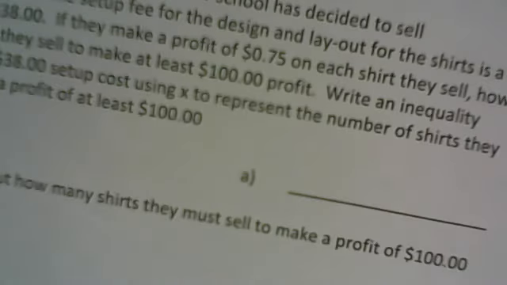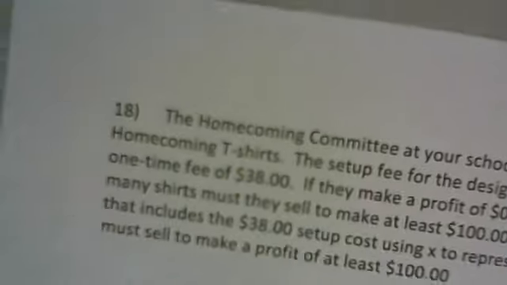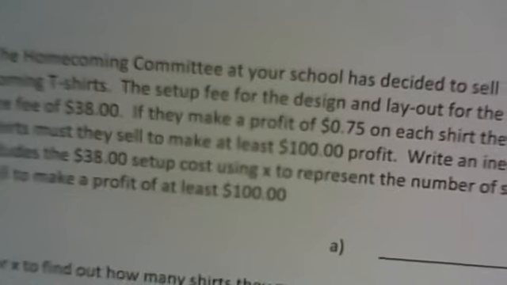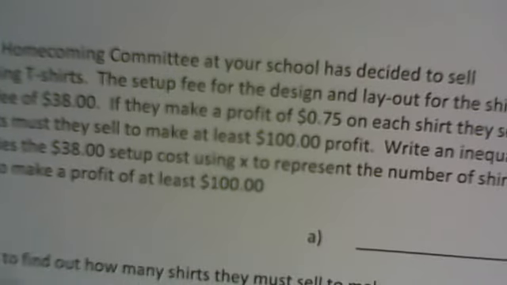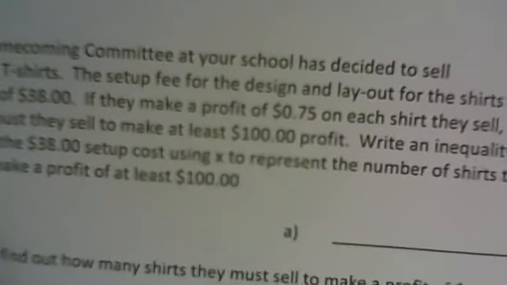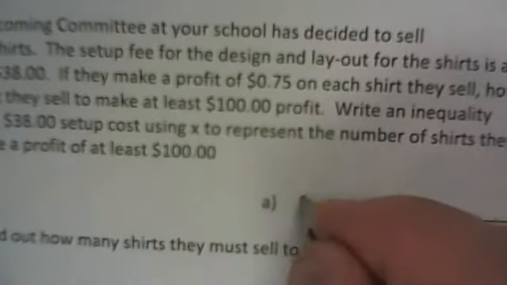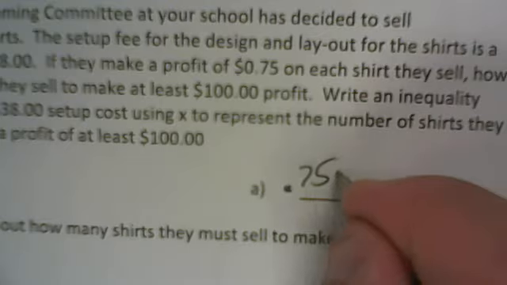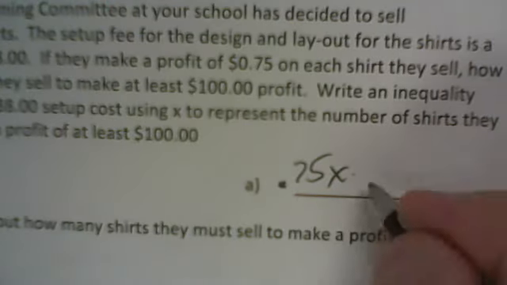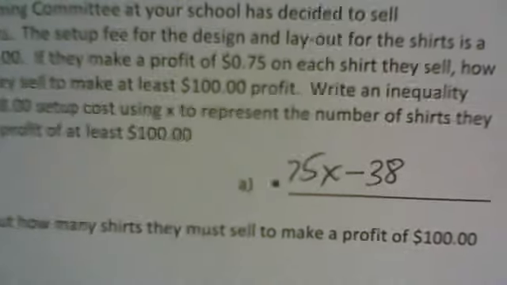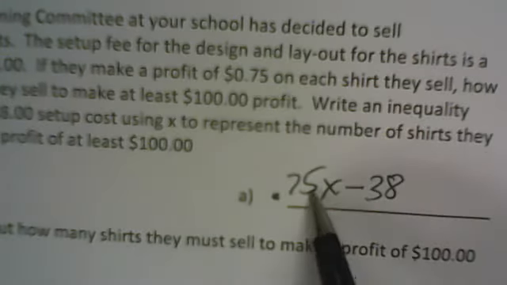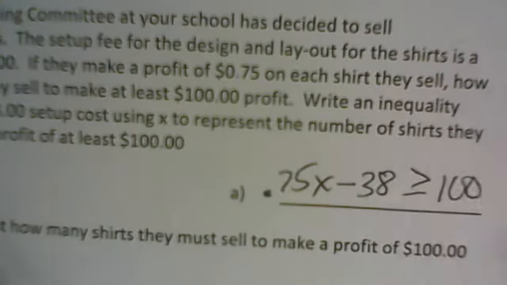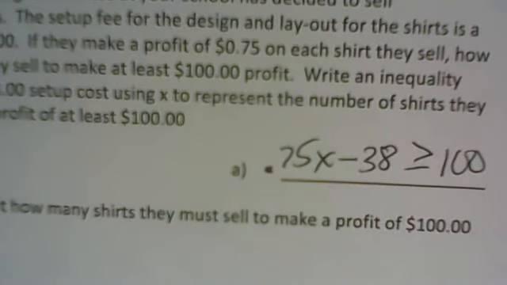Let's take a look at the last page of the test then, starting with number 18. A homecoming committee at your school has decided to sell homecoming t-shirts. The setup fee and layout for the shirt is $38, and you make a profit of 75 cents on every shirt. So we can start this like this. You make 75 cents for each shirt. I'm going to let X represent the number of shirts. But you have to pay a cost of $38. So you want to sell a lot of shirts so that you make some profit. It says that you want to make a profit of at least $100. That's the equation you should have.